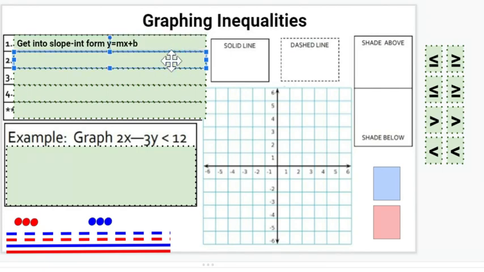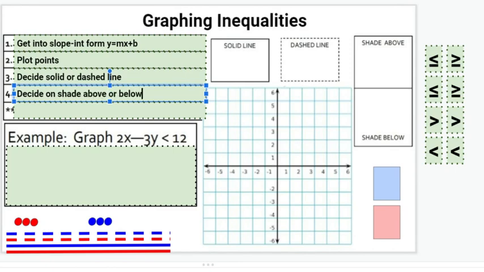Right, after it's in the right form, then you're going to use the slope and the y-intercept to plot points. Okay. Then after you have plotted your points, then you have to decide what kind of line you're going to do. So decide if it's going to be a solid or a dashed line. All right, once you have your line, then you need to decide on your shading. So decide on shade above or below.